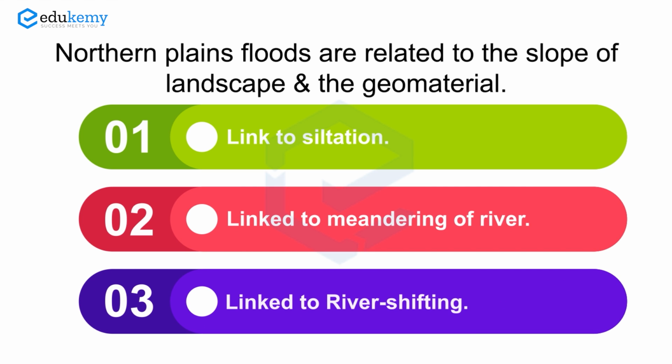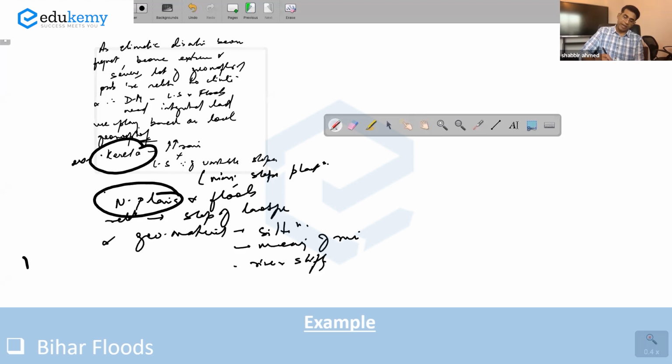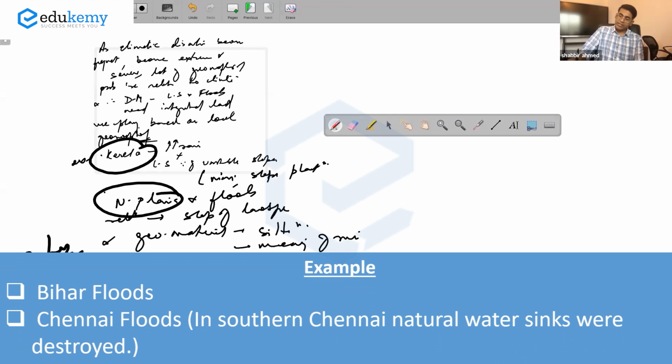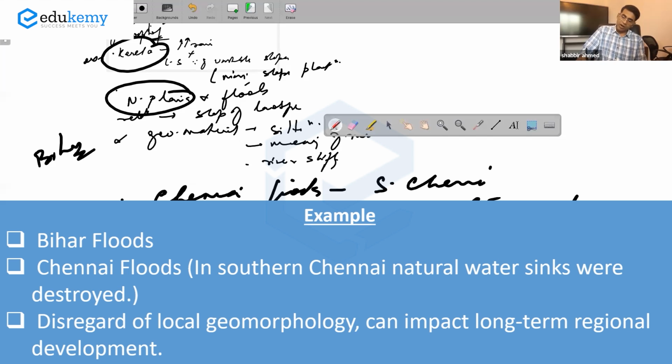These are related to the slope of the landscape and the geomaterial, linked to siltation, linked to meandering of rivers, linked to river shifting. Okay, give examples of northern plains and Bihar floods. You can also talk about the Chennai floods: in southern Chennai, the natural water sinks were destroyed, the natural seepage of water was lost because of encroachment. So the point is, disregard of local geomorphology can impact long-term regional development.